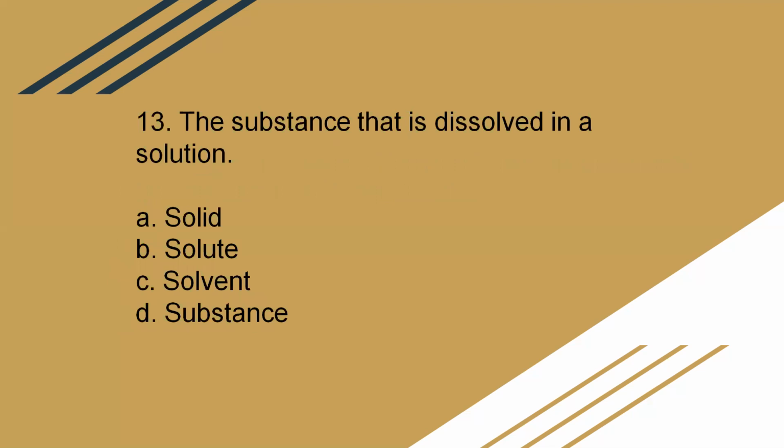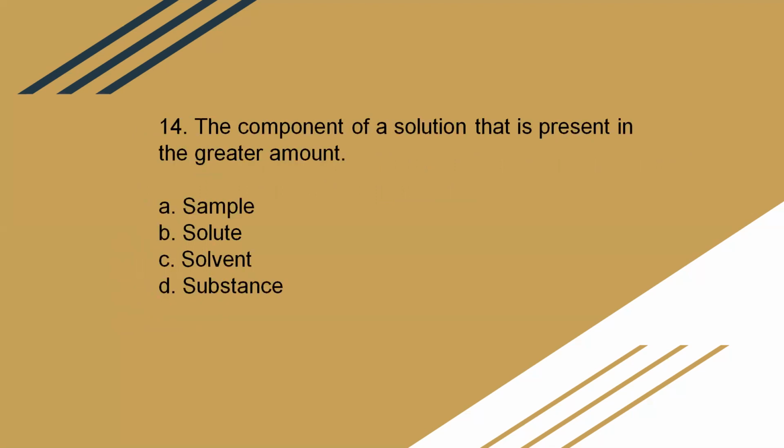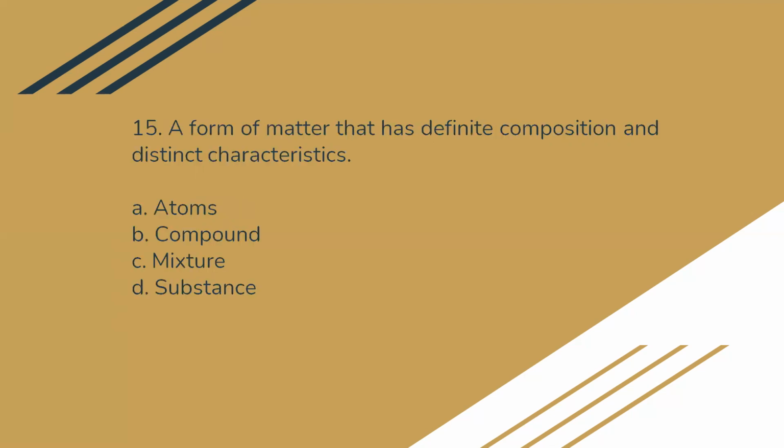13. The substance that is dissolved in a solution. A. Solid. B. Solute. C. Solvent. D. Substance. That is letter B. 14. The component of a solution that is present in a greater amount. A. Sample. B. Solute. C. Solvent. D. Substance. So the answer is letter C. 15. A form of matter that has definite composition and distinct characteristics. A. Atoms. B. Compound. C. Mixture. D. Substance. The answer is letter D.